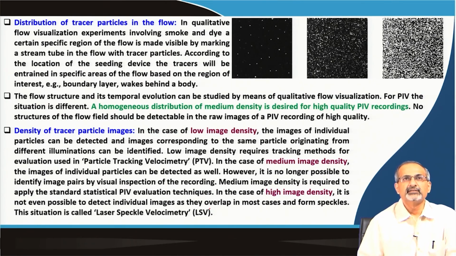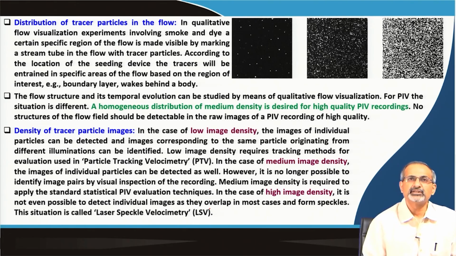Distribution of tracer particles in the flow. In qualitative flow visualization experiments involving smoke and dye, a certain specific region of the flow is made visible by marking a stream tube in the flow with tracer particles. This you have seen for smoke and dye flow visualization in particular. Now, according to the location of the seeding device, the tracers will be entraining specific areas of the flow which are of interest. For example, it could be the boundary layer region over a body or wake behind a body, and so on. The flow structure and its temporal evolution can be studied by means of qualitative flow visualization.